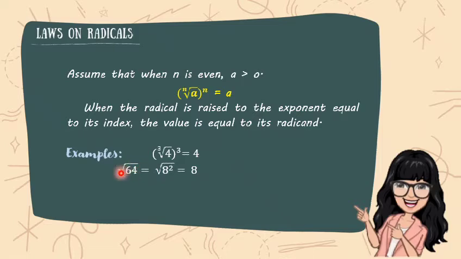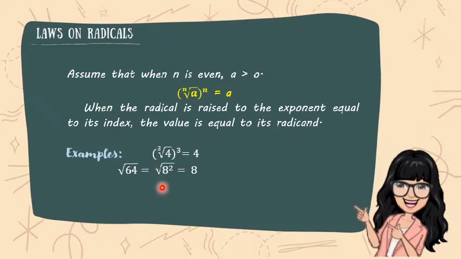So our index here is 2 and our exponent will be 1. So kung wala siyang exponent, it's understandable that it's 1. Now, we can express 64 into an expression with an exponent which is equal to our radicand. We can express 64 as 8 squared because 8 squared is just equal to 64.